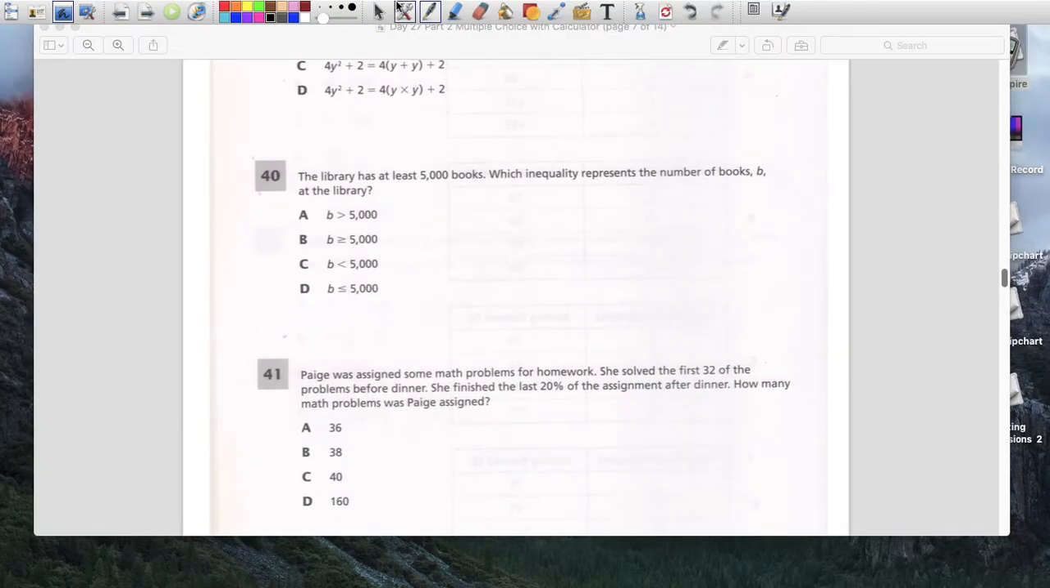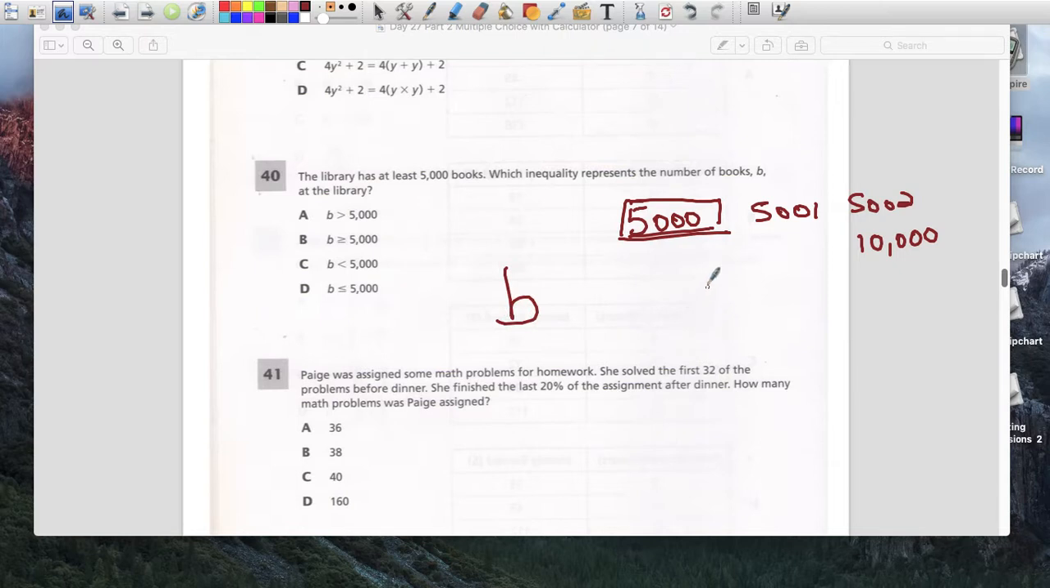40. The library has at least 5,000 books. So it means that it has 5,000 at least. So it has 5,000 and it has 5,001, 5,002, 10,000. We don't know, but the smallest number of books that it has is 5,000. It's 5,000 and greater. So the number of books in that library definitely has to be equal to 5,000 or greater. Is there anything that looks like that? Yes, there is.